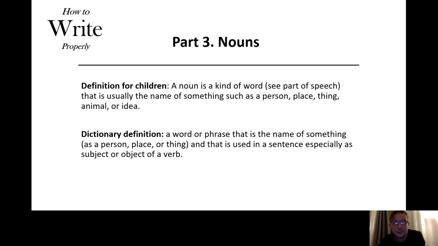The dictionary definition is slightly more complicated. A word or phrase that is the name of something, again, a person, a place, or a thing, and that is used in a sentence, especially as subject or object of a verb. So we're coming back to that idea of the verb and the subject there. But it's the name of the thing. If your verb is your doing word, the thing that's doing the doing or having something done to it is usually a noun, because everything needs a name. So nouns are the names for things.